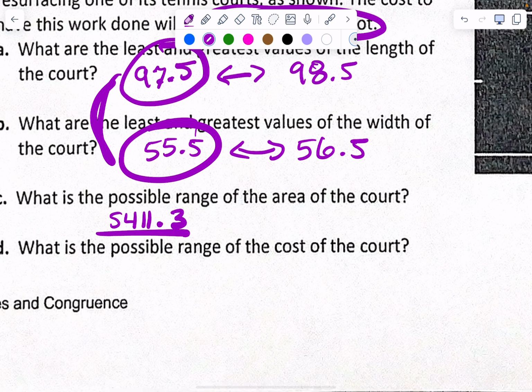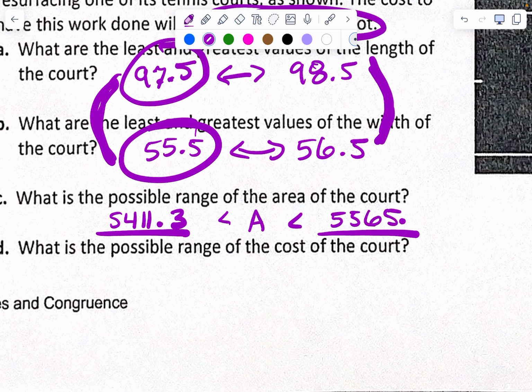And how did you do that? We just multiplied the smallest possible dimensions together. Now the largest possible dimensions are these two. If I multiply those two together, I get something else. It's 5,565.3, square feet. That's that. Now, that's off by quite a ways.